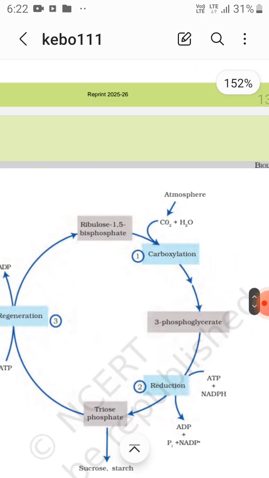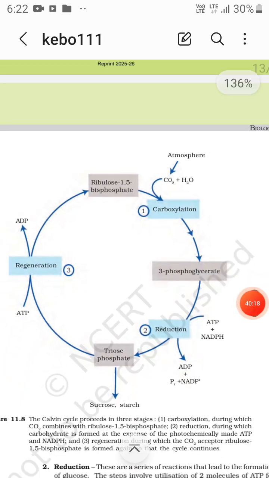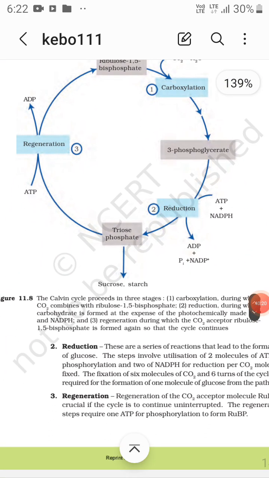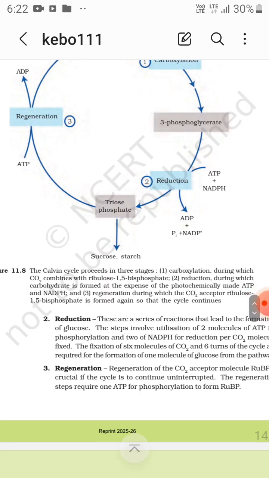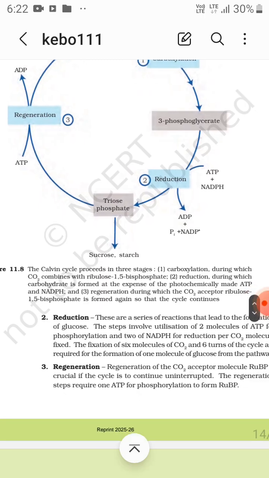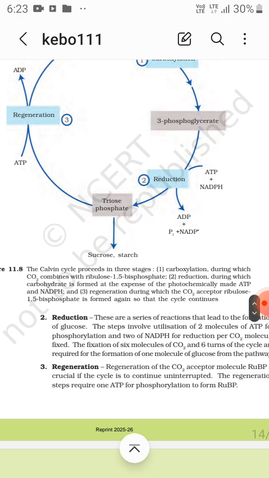Now I'm explaining this cycle a little bit. The Calvin cycle proceeds in 3 stages: carboxylation, during which CO2 combines with ribulose 1,5-bisphosphate; reduction, during which carbohydrate is formed at the expense of the photochemically made ATP and NADPH; and regeneration, during which the CO2 acceptor ribulose 1,5-bisphosphate is formed again, so that the cycle continues.